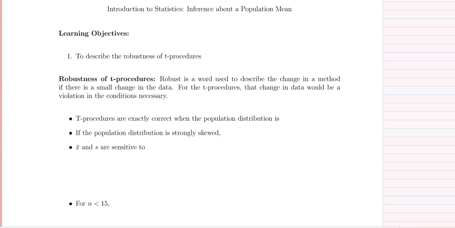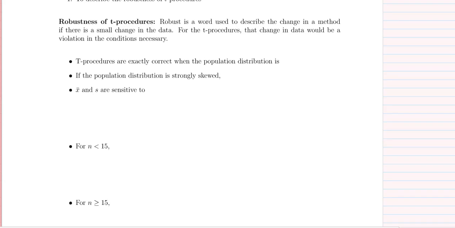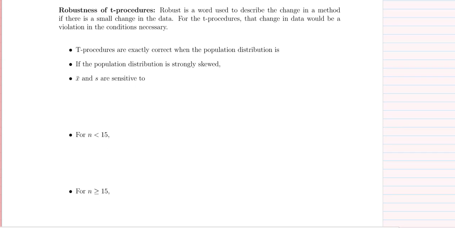In this video, we'll complete our discussion about simple T procedures, talking about robustness of the T procedures. If we think about the word robust, in reality, it means something that's strong, something that's sturdy. With respect to mathematical methods, what this means is that a small change in the data will not destroy the reliability of the method. For our T procedures, that means a change in the data or some sort of violation in the conditions does not give us results that we cannot trust.